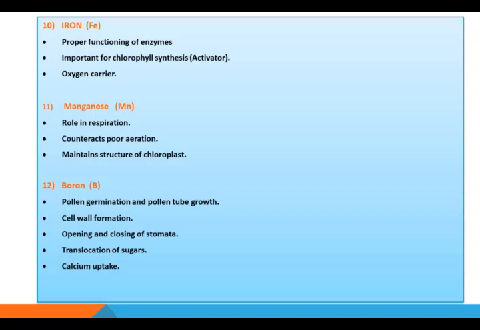Boron. Boron helps in pollen germination and pollen tube growth. It helps in cell wall formation. It helps in opening and closing of stomata and is also an important factor for translocation of sugars. Improves calcium uptake.